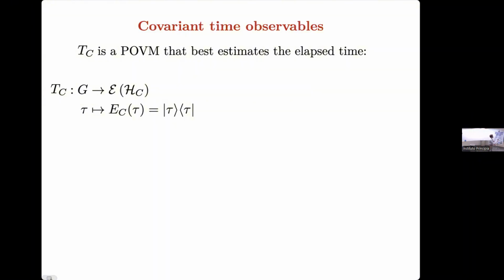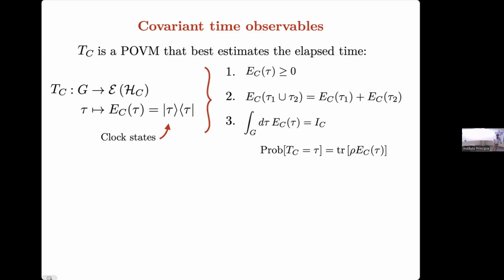So, what is a POVM? Well, it's a map from this set G to the space of effect operators on the Hilbert space. Let me tell you what these effect operators are. For simplicity, we can consider for every instant of time, tau, we can construct this projection operator that's defined in terms of these things I'm going to call clock states. And then we demand that these effect operators satisfy some properties. They're positive, they add nicely, and they're normalized in the sense that if you average over all times or integrate over all times tau, you get an identity.